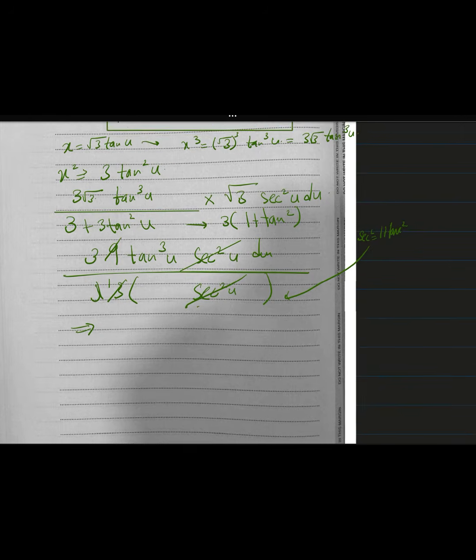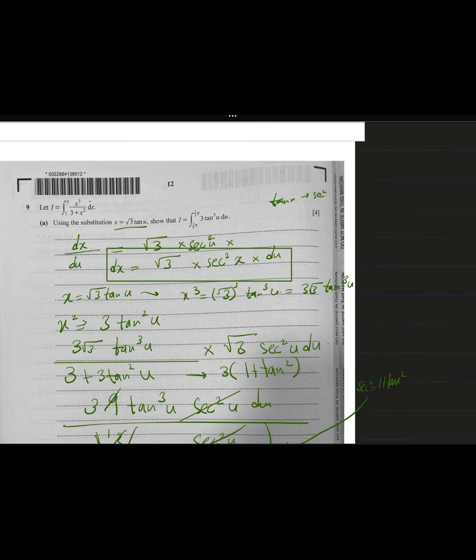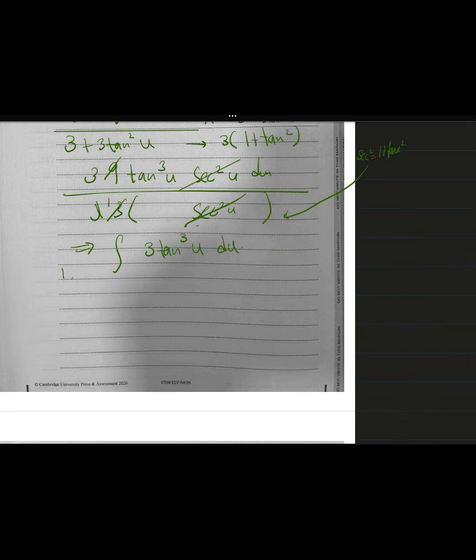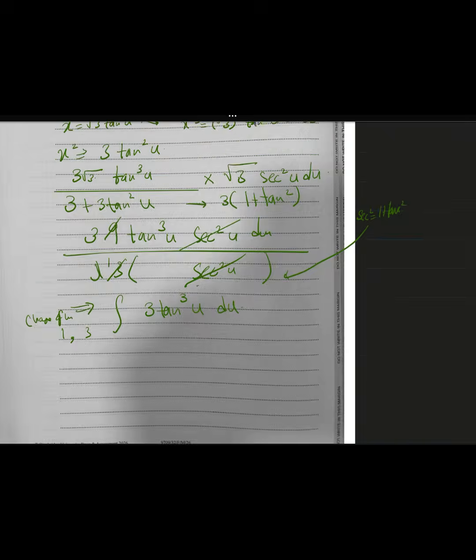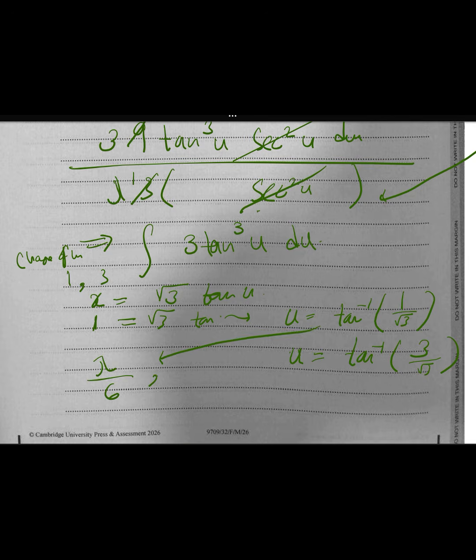So our final answer would be integral of 3 tan cube u du, and our limits, so change of limits. x is equal to root 3 tan u, so if we convert these to the terms of tan, 1 is equal to root 3 tan u and u will be equal to tan inverse 1 over root 3, and for the second value u will be equal to tan inverse of 3 over root 3, and if we find the answers to both of those, the answers will be pi by 6 for this one, and for the other one pi by 3. So these are the new limits.